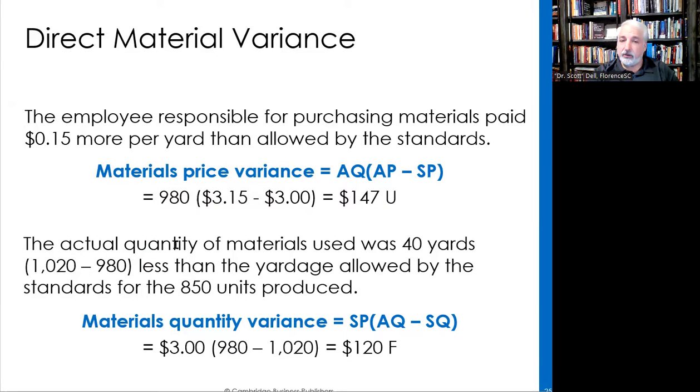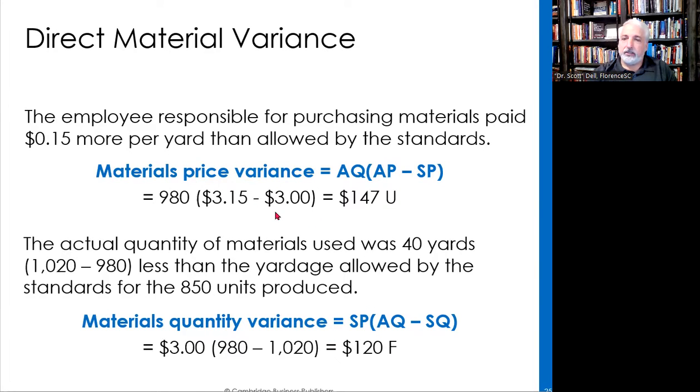But the quantity of materials, we used 40 yards less. So 980 instead of 1020. That sounds favorable, and it is, because we were able to produce the same number of units using a lesser quantity. So we had a $120 favorable variance on the quantity variance, and an unfavorable $147 on the price variance. So that nets out to an unfavorable $27.